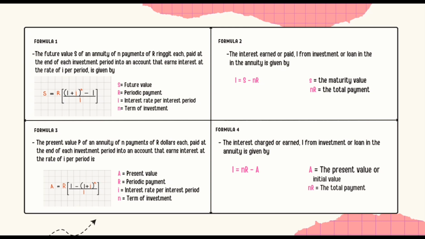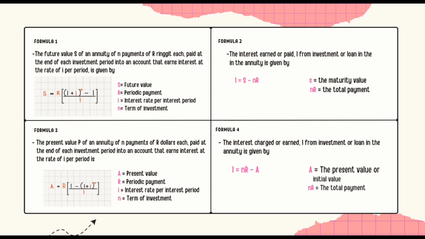Formula 3. The present value A of an annuity of n payments of R dollars each, paid at the end of each investment period into an account that earns interest at the rate of I per period, is A equals R [1 minus (1 plus I) to the power of negative n] divided by I. For more details, A is the present value, R is the periodic payment, I is the interest rate per interest period, and n is the term of the investment.